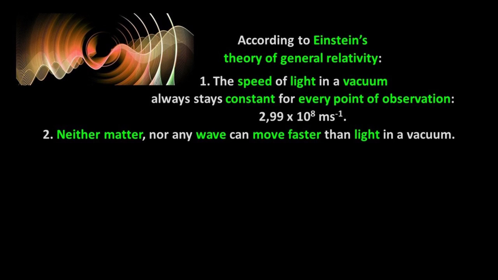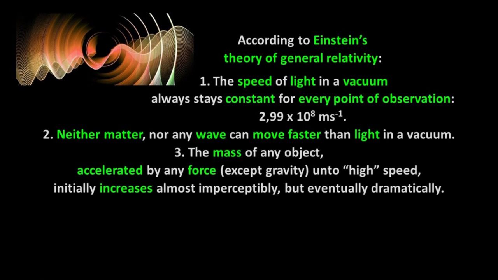That's the ultimate speed. Number 3, the mass of any object accelerated by any force except gravity unto high speed initially increases almost imperceptibly but eventually dramatically. Can I emphasize that? The moment you start to accelerate and you get close to the speed of light, Einstein's equation says that you become very, very heavy. When you're as slow as we are normally, it's almost imperceptible. The graph is an exponential graph. In the beginning, it's very slow. But as you approach the speed of light, your mass starts to increase very, very fast.